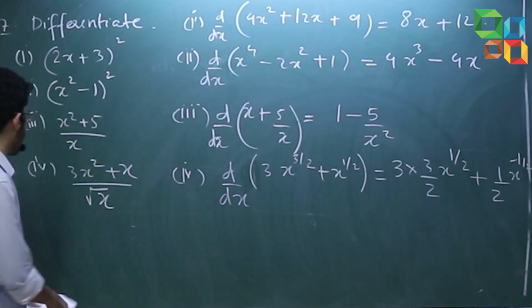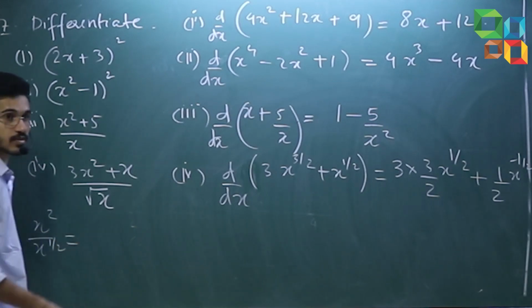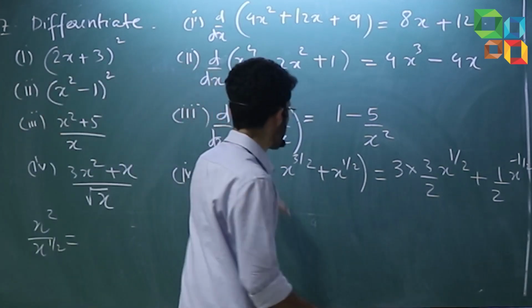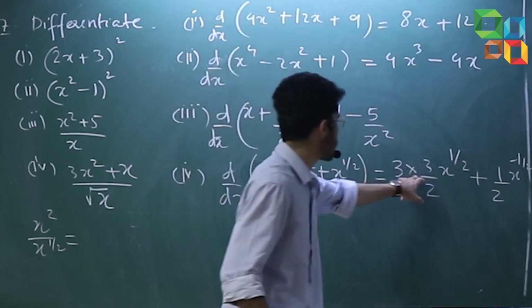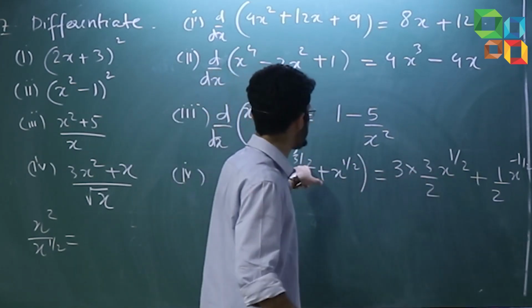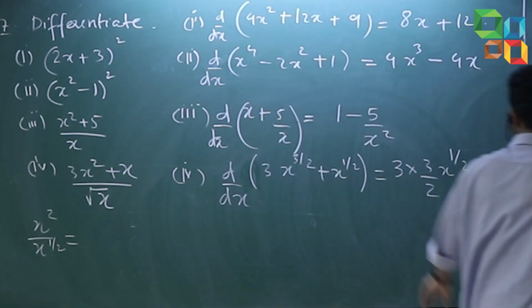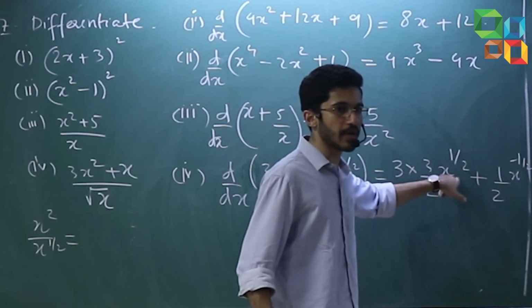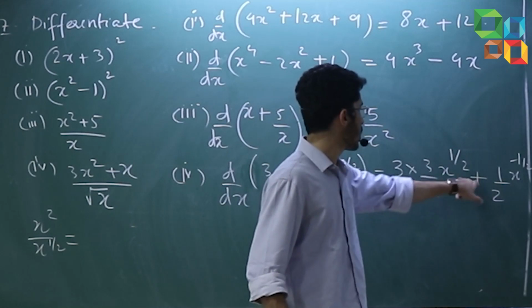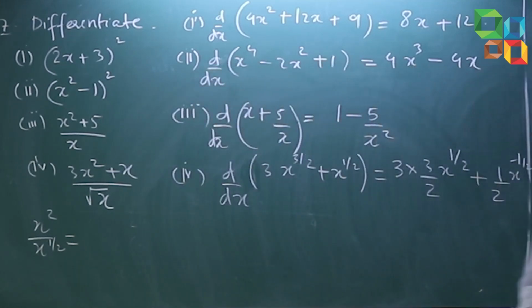X square by root x is what? X square divided by x to the power 1 by 2. This is fine, right? From here when you differentiate it, see, 3 is a constant, take it out. Differentiate x power 3 by 2 using that formula. That formula will give you 3 by 2 x power 3 by 2 minus 1, which is 3 by 2 x power 1 by 2, plus 1 by 2 x power 1 by 2 minus 1, x power minus 1 by 2.